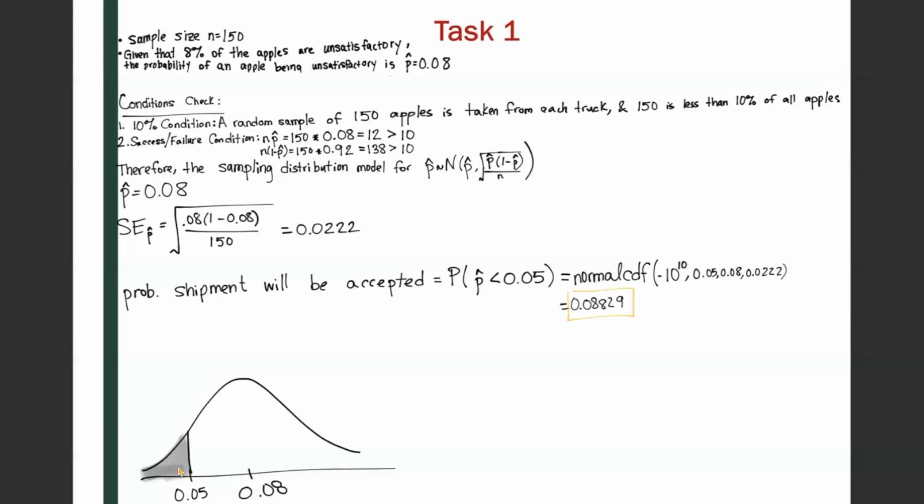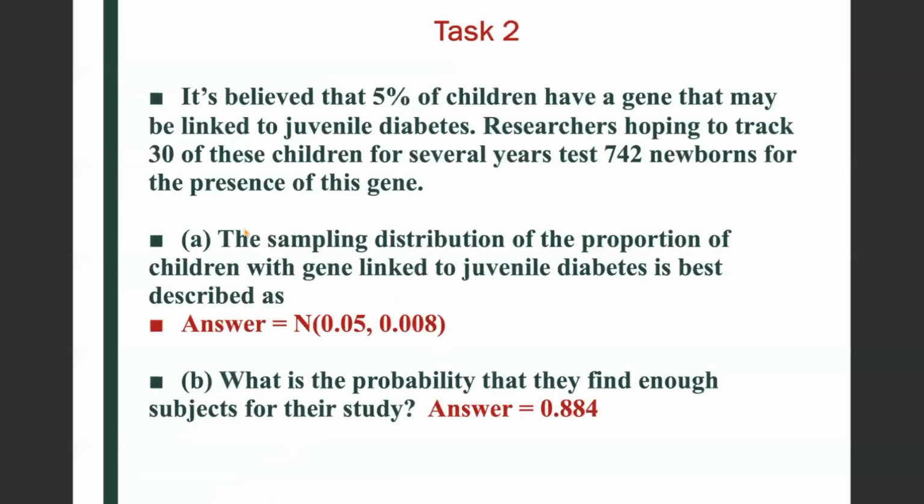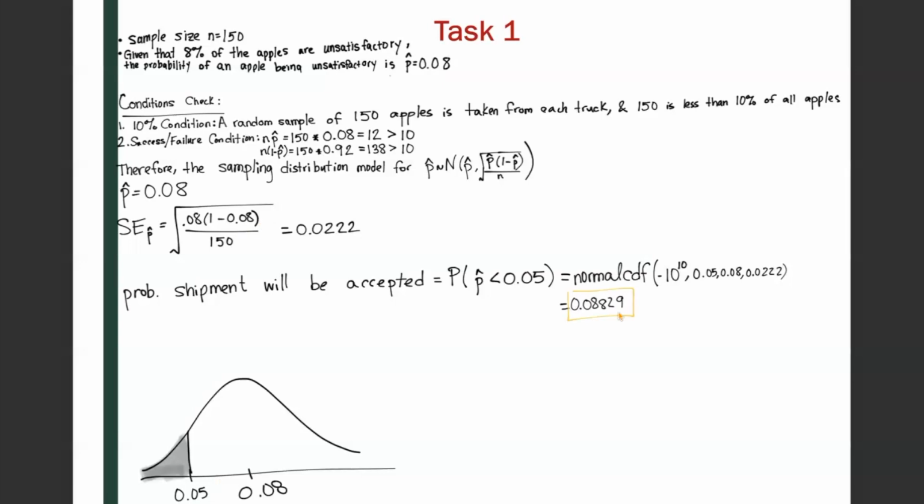So here we would do normal CDF on our calculator from negative infinity, and in our calculator we would do negative 10 to the 10. So it goes from left to right, and our upper bound is going to be 0.05 here. And then next is the mean, which is 0.08, and then the standard deviation, which is 0.0222. So that gives us 0.08829.